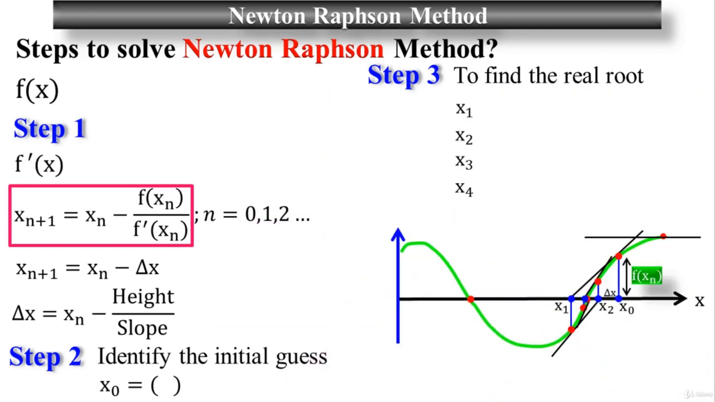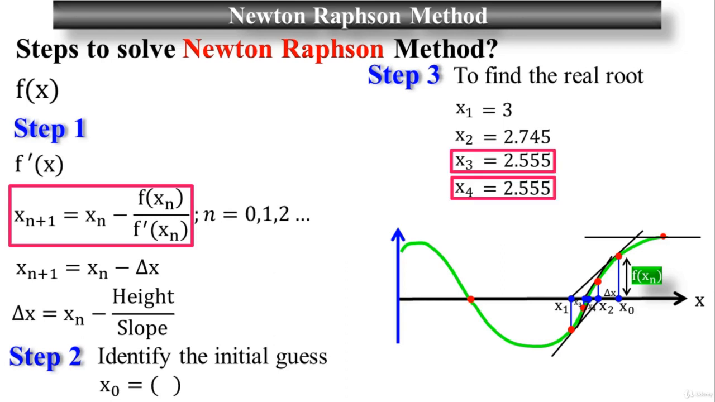Let's suppose that after the first iteration x sub 1 was 3. After the second iteration the value x sub 2 is 2.745. After the third iteration the value is 2.555. After the fourth iteration the value repeats itself, which is also 2.555. So the final two iterations have similar values up to the desired level of accuracy. Therefore I'm going to stop the process here, otherwise you have to continue until you get to that stage. Look at the diagram: my x sub 3 is 2.555 and x sub 4 is also 2.555.